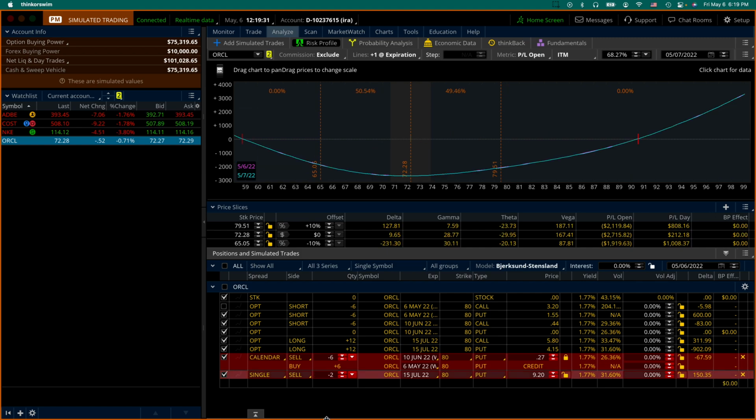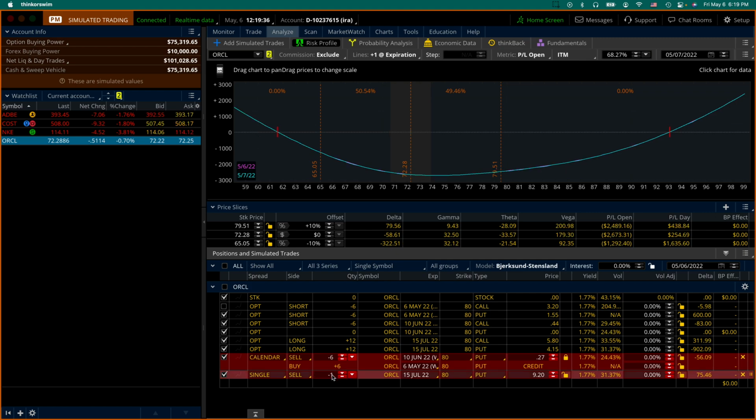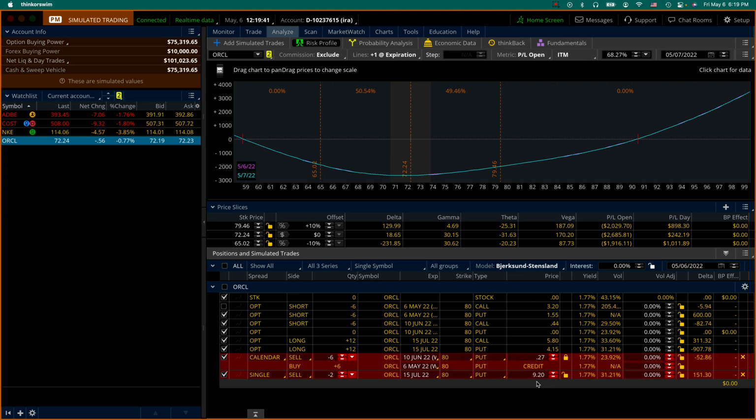Yeah, that neutralizes. Just doing one would neutralize a lot. Two would neutralize it completely. And okay, let's do that. And we're going to get 920.